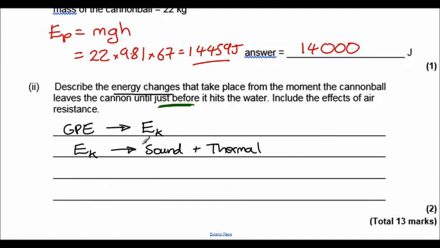So 2 marks. They're expecting 2 energy changes, or energy transfers as it's fashionable to call it now, including the effects of air resistance. So you can think of the cannonball whizzing through the air going whee, and generating heat. The cannonball will get hotter as it flows through the air as well. And there are your 2 energy changes.